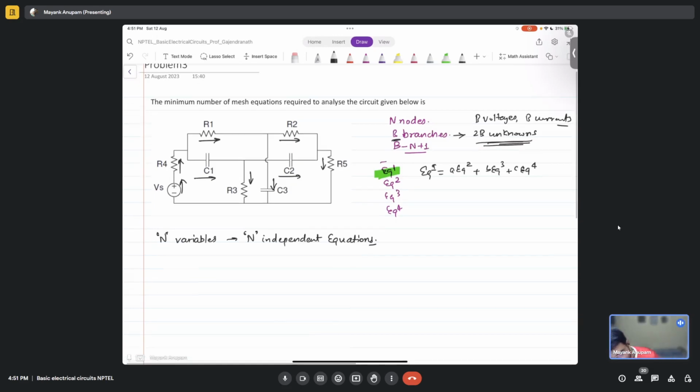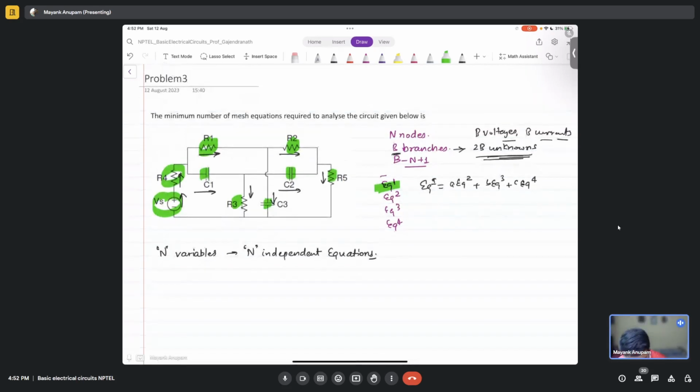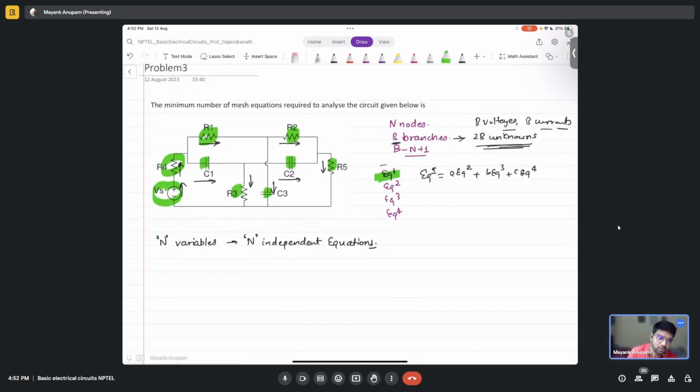Okay, so there are B voltages and B currents. So exactly there are B voltages here also. All the elements represent a branch, right? Each element in this particular circuit represents a branch. So how many branches do we have? 1, 2, 3, 4, 5, 6, 7, 8, 9. Nine branches we have, right? So there are a total of 18 unknowns.